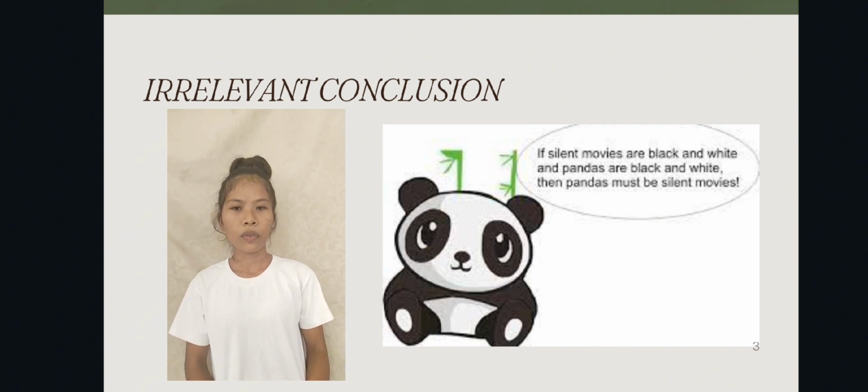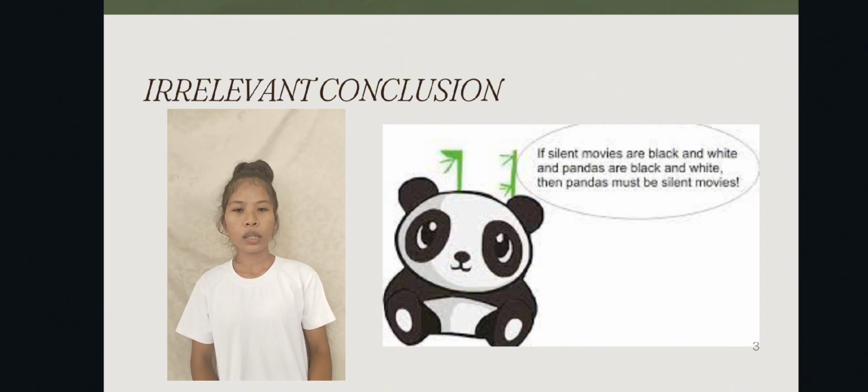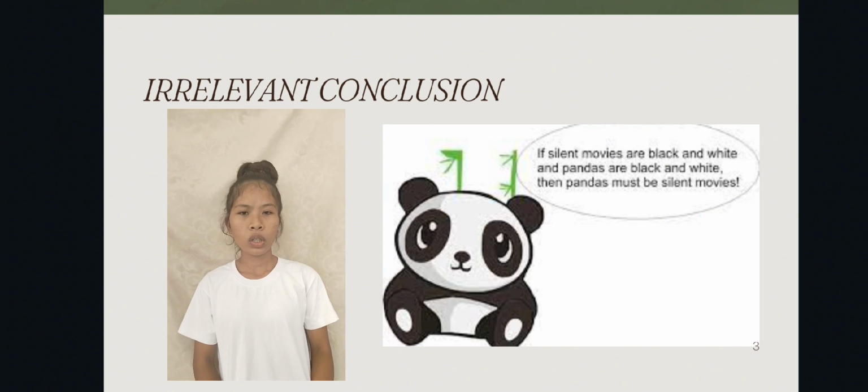Irrelevant conclusion refers to an informal fallacy in which an argument may not be logically valid and sound, but fails to address the issue in question. It is also known as ignoratio elenchi or missing the point. This fallacy occurs when the conclusion changes the point that is at issue in the premises.